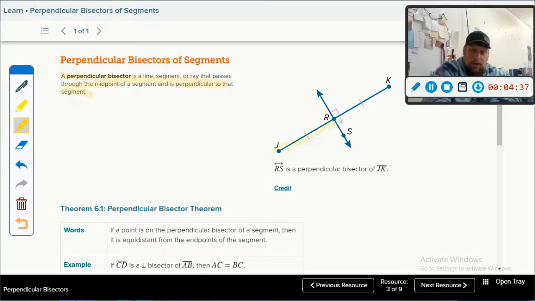Then I want you to draw this right here. Like I said, there's going to be a fair bit of drawing and notes today. You'll need to pause this to do it. But draw the segment JK, and RS is a line that is a perpendicular bisector of JK. It's going to cut it right in half. That's why we have a tick mark over here and a tick mark over here showing you that they're the same length. All right, pause it if you need to, and then I'm going to move on down.